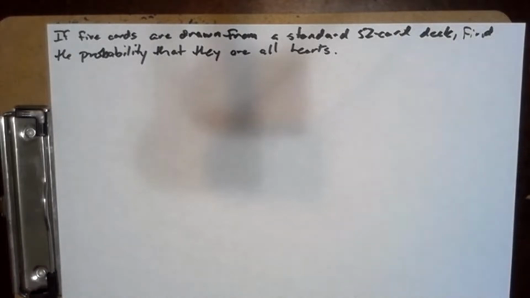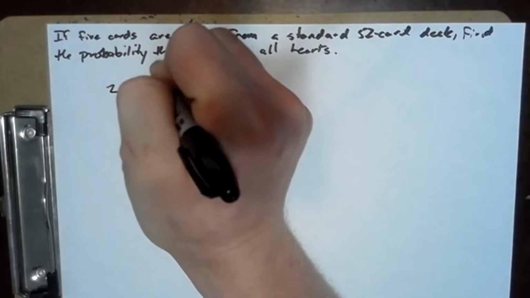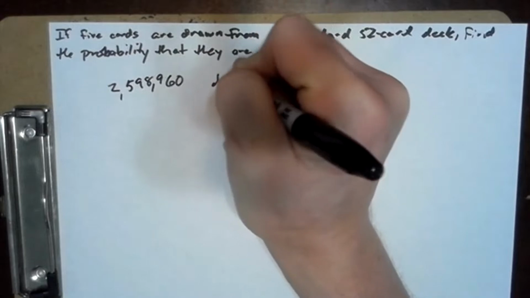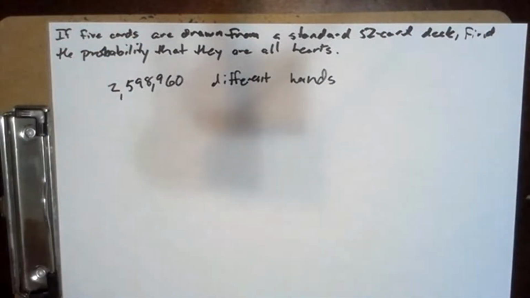Now, I believe that we calculated the total number of hands that can be drawn in the previous chapter. I'm going to find that number. Here it is. There are a total of 2,598,960 different hands. And we need to know the number of hands that are all hearts.